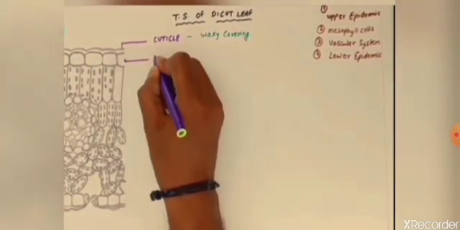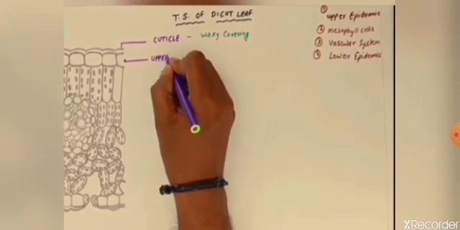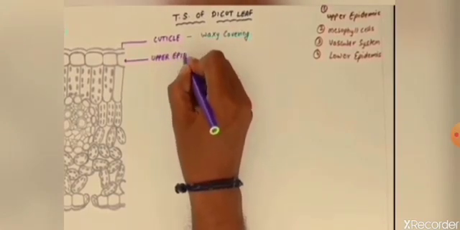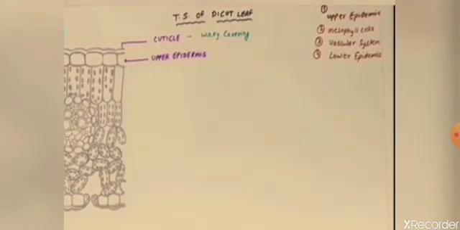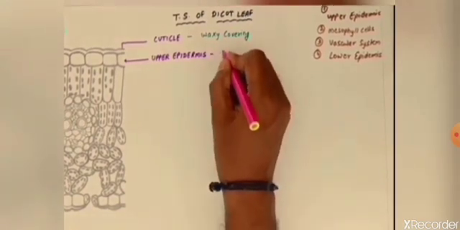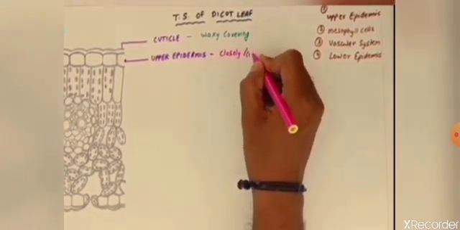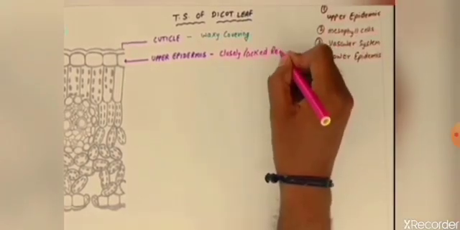It is the waxy covering. If you take a leaf and look at it, it will be shiny. If water is poured on the leaf, it will fall down. This is because of this cuticle. Then under the cuticle you have the upper epidermis.